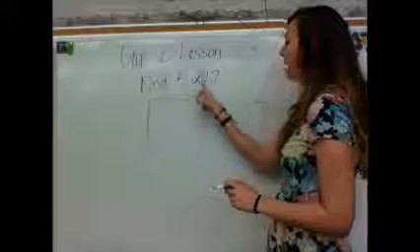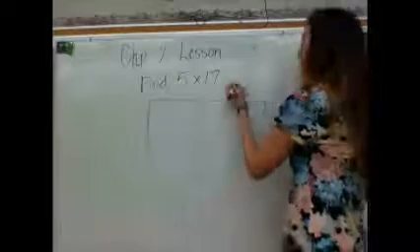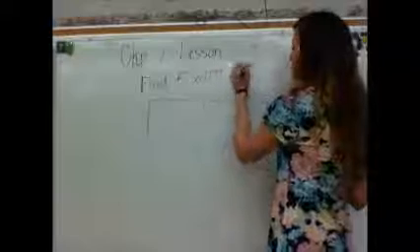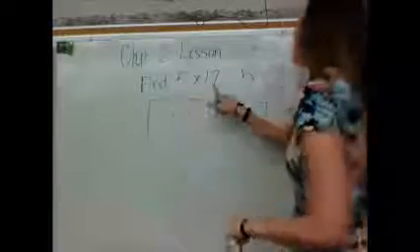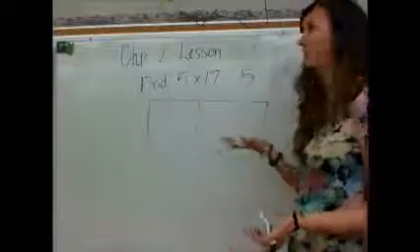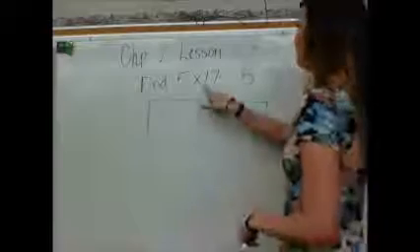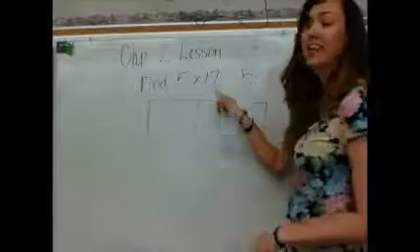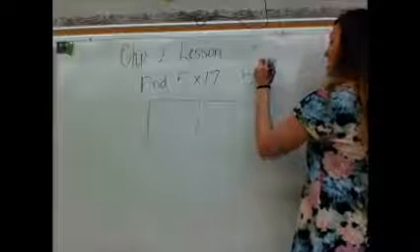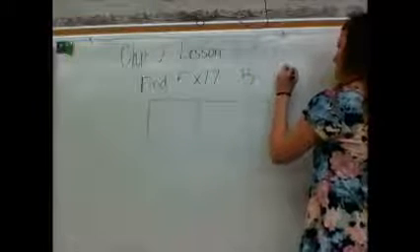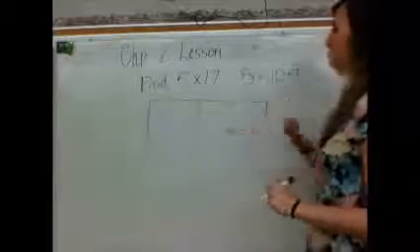So if I have 5 times 17, what I can actually do is break this down and make it easy. Since 5 is a one digit, it's pretty easy, but 17, I don't know my 17s just off the top of my head. But I do know my 10s and my 7s off the top of my head. So I can break this 17 into 10 plus 7. And that makes it a lot easier. Now the area model helps me with this.